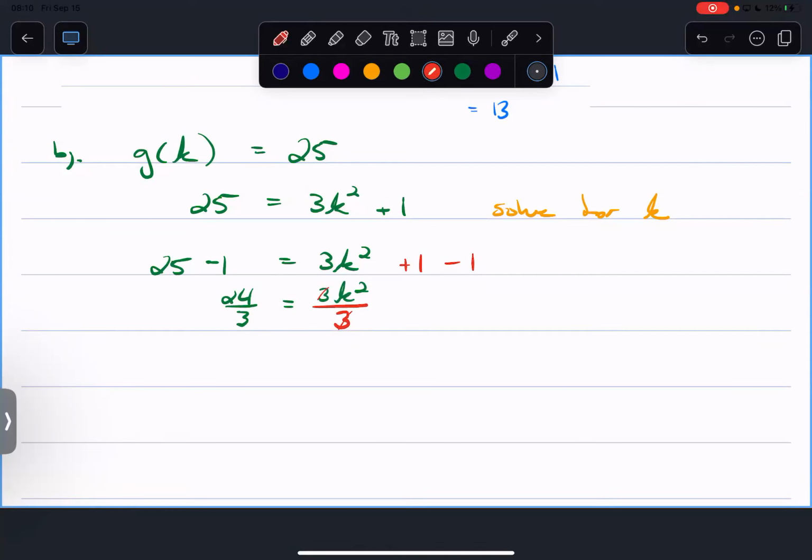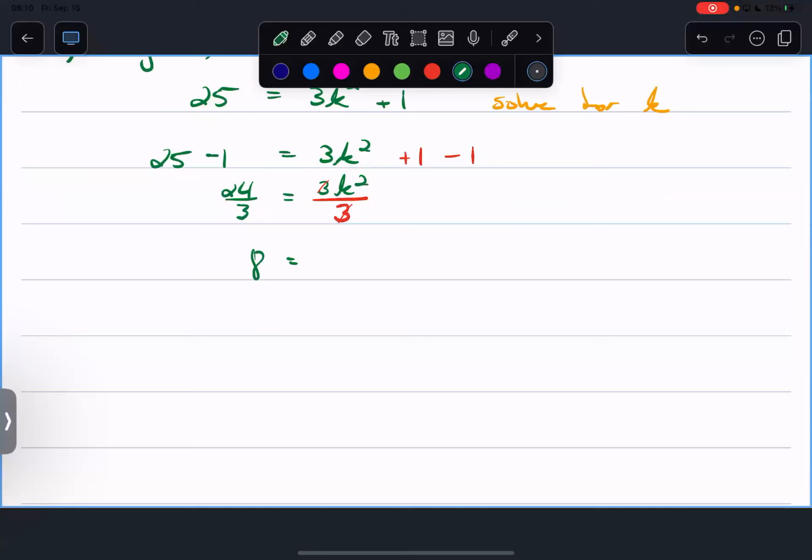Right, in order to shake that 3 multiplier, I'm gonna have to divide both sides by 3. And what is 24 divided by 3? I don't know. Thanks. I would have got there.